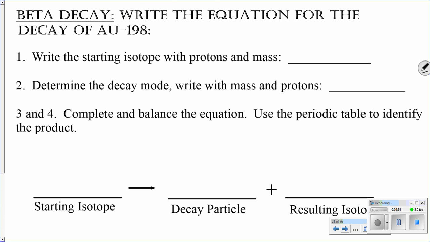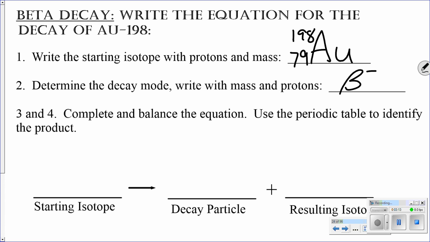Next you're going to write an equation for the decay of gold-198. So we start by writing a symbol for gold-198 on top. Gold's atomic number is 79. Then we're going to determine the decay mode. So we go back to reference table N. And it says B minus.